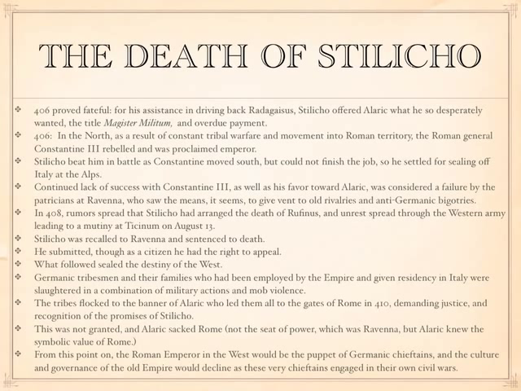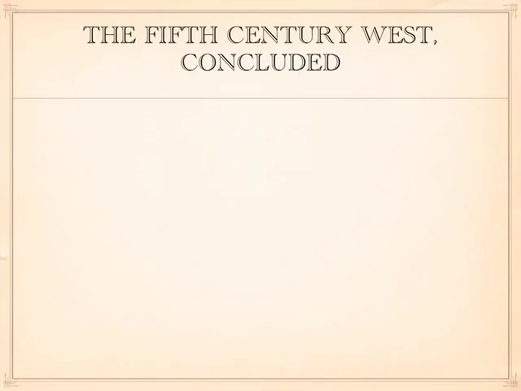Stilicho was the last genuine Roman general. Of course, the Romans in the West called him a barbarian because of his dad. The culture and governance of the old empire would decline as these very chieftains engaged in their own civil wars. And that's just a short summary of what happens.